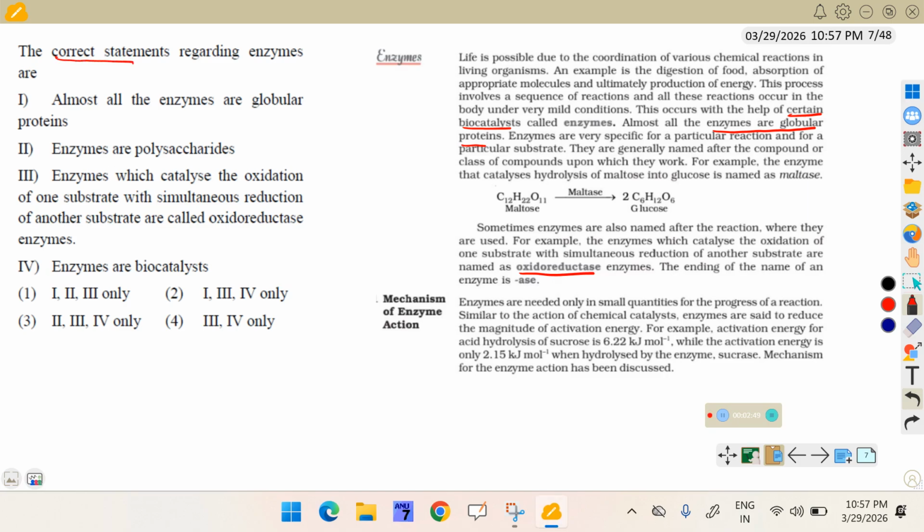The correct statements regarding enzymes. Almost all enzymes are globular proteins. Yes, enzymes are globular proteins. Correct statement. Enzymes are polysaccharides. Wrong. Enzymes which catalyze the oxidation of one substrate with simultaneous reduction of another substrate are called oxidoreductase enzymes. Yes, oxidoreductase enzymes. This statement is also correct. Enzymes are biocatalysts. Yes, enzymes are biocatalysts. This statement is also correct. So except 2, the remaining statements are correct. So the second option is the correct option.